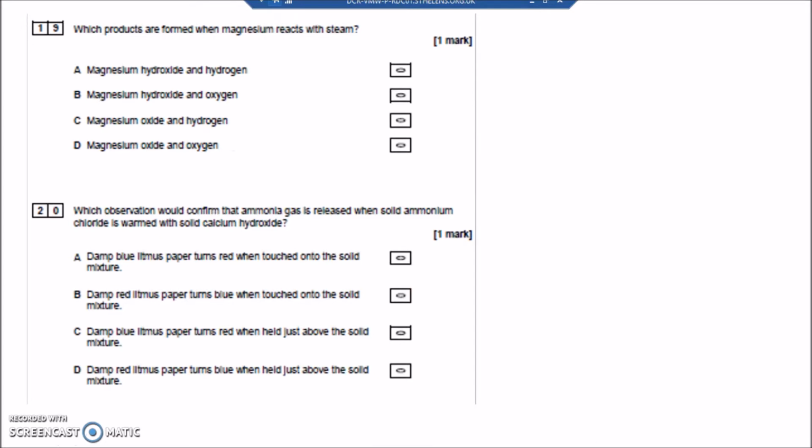Question 19. Which products are formed when magnesium reacts with steam? Again, it's a reaction you need to know, so it's answer C. Magnesium and water. So when water is a gas, it makes magnesium oxide as a white solid and hydrogen gas.